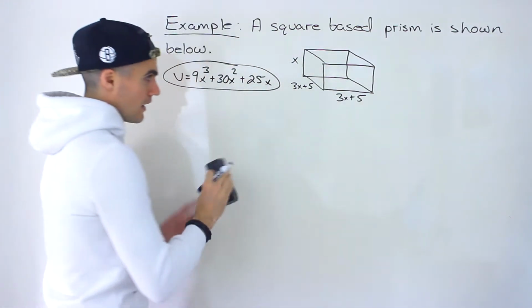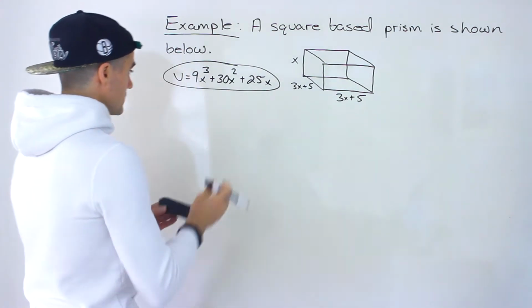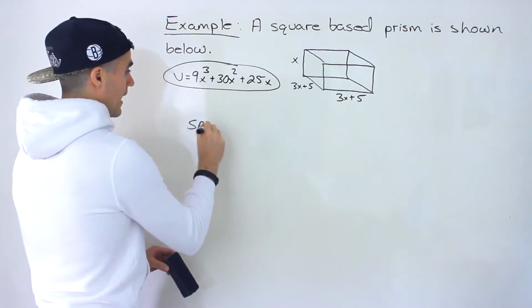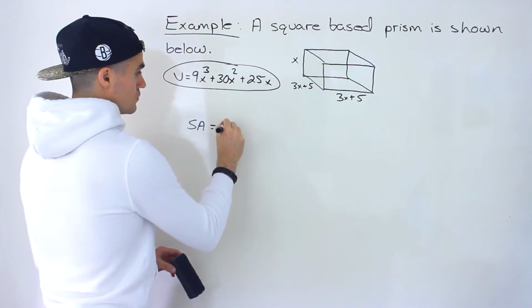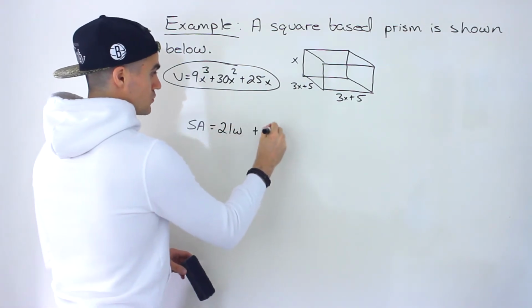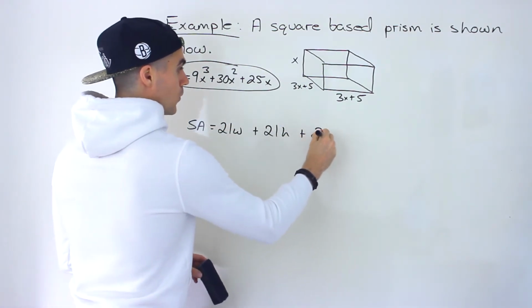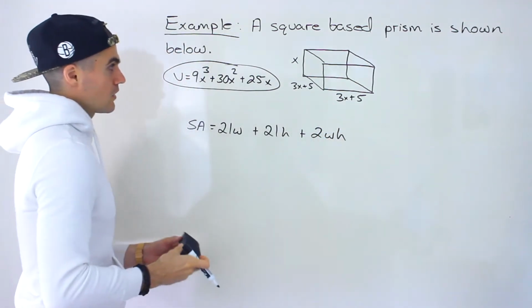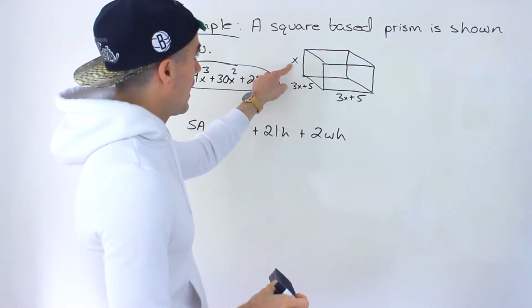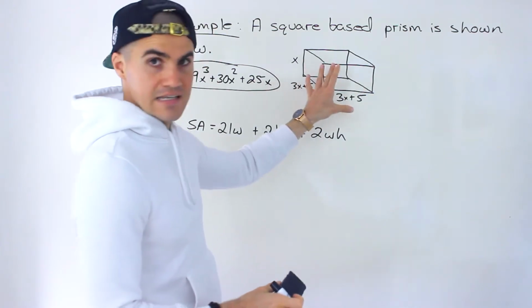Now, the surface area of a rectangular prism, just in general, is 2 length times width plus 2 length times height plus 2 width times height. Because if we have a length, width, and a height, then we have 2 of the same faces.